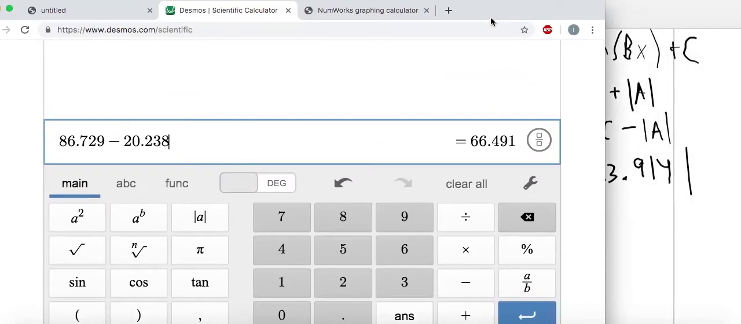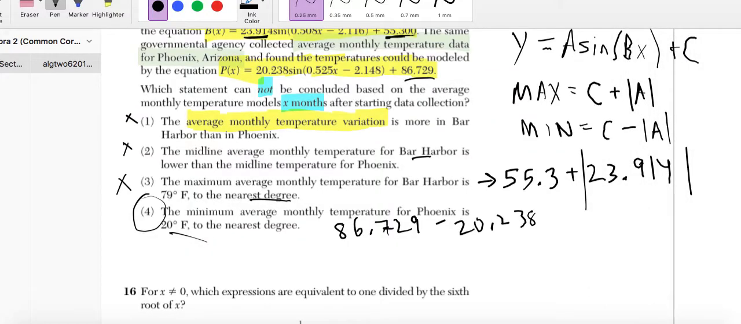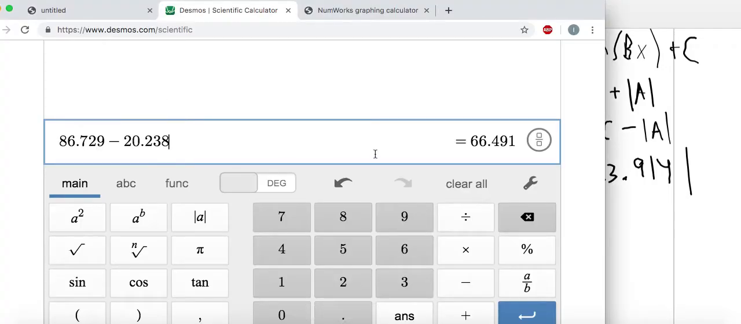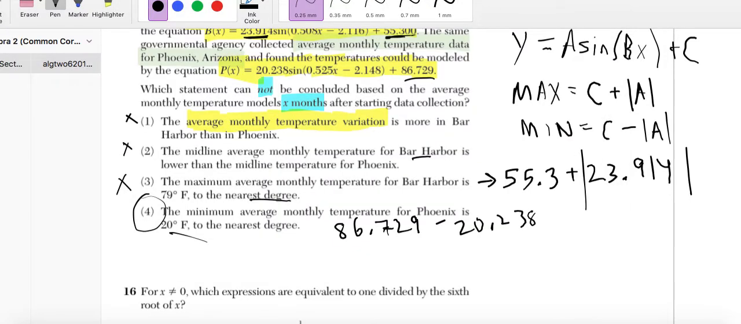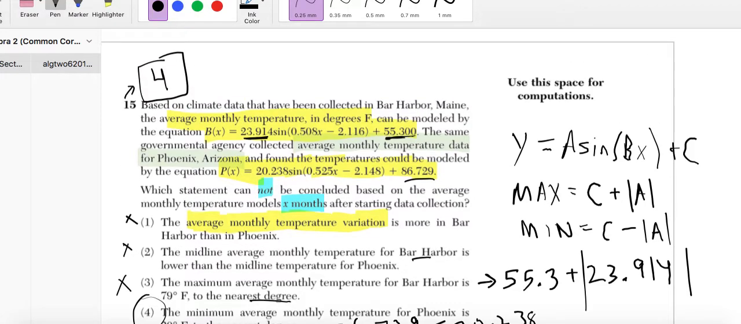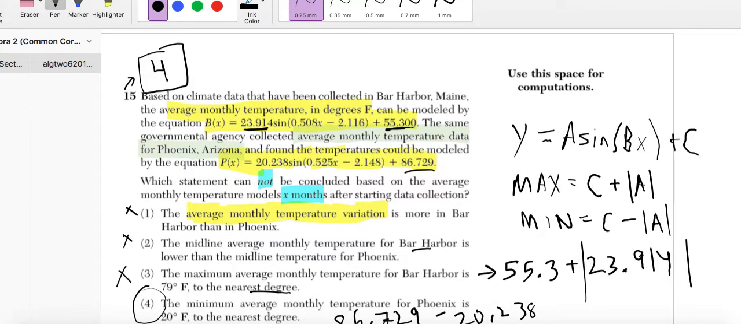It's 66.5-ish. So 86.729 minus 20.238 is 66.491, not 20, nowhere near 20. All right, so the answer is choice 4 as to what cannot be concluded. As long as you know your sine and cosine graphs and how to find the minimum, maximum, midline, and that the variation is given by the amplitude, you'll be good, all right?